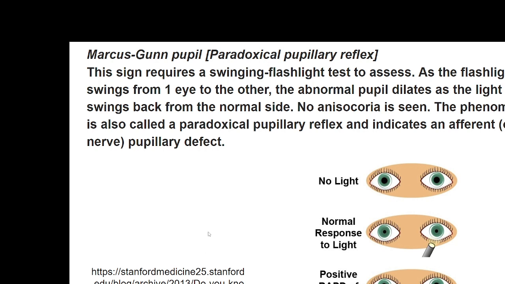Then Marcus Gunn pupil is a paradoxical pupillary reflex. Normally, when you expose the pupils to light they would constrict, and when you withdraw the light, the pupils would dilate.